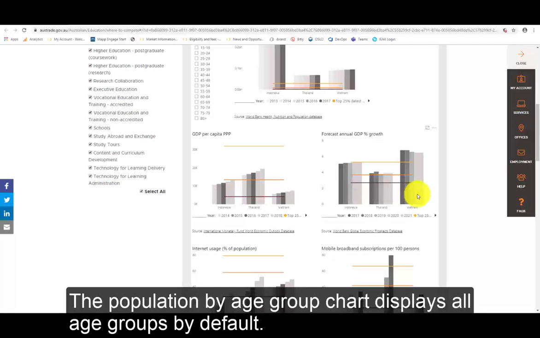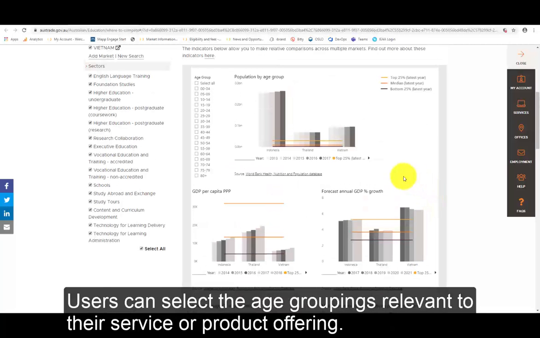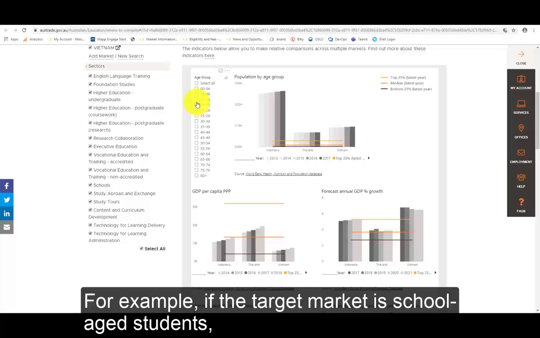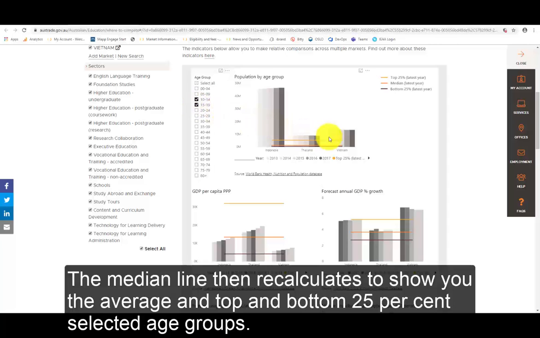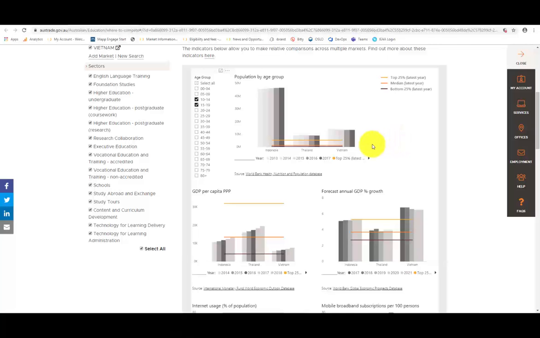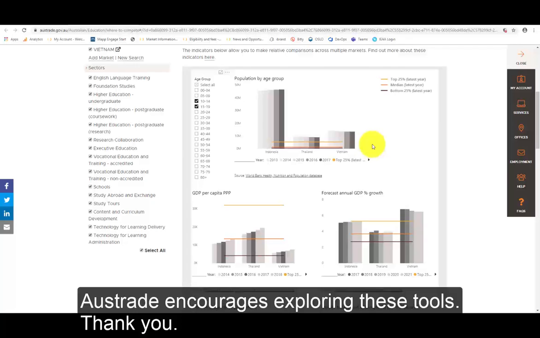Population by age group displays all age groups by default. Users can select the age groupings relevant to their service or product offering. For example, if the target market is school-age students, you can select the 10 to 14 and the 15 to 19 age groups. The median line then recalculates to show you the average and top and bottom 25% for the selected age groups. Austrade encourages exploring these tools.